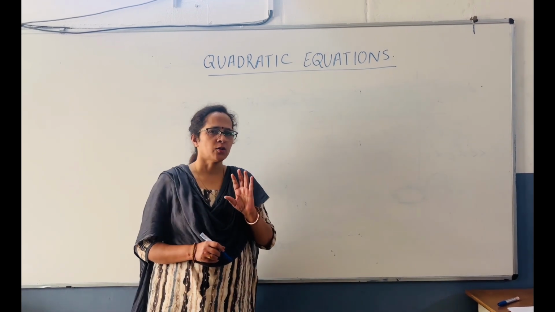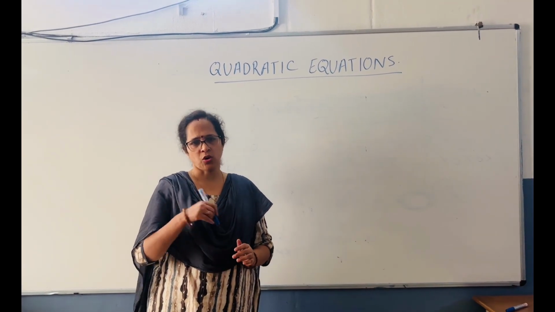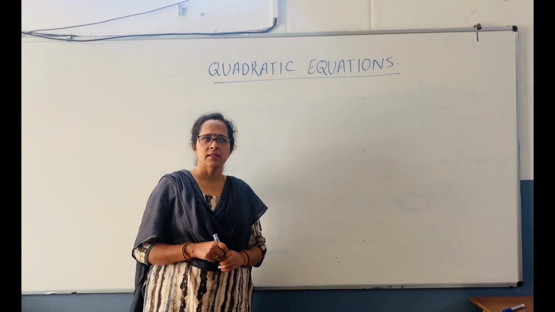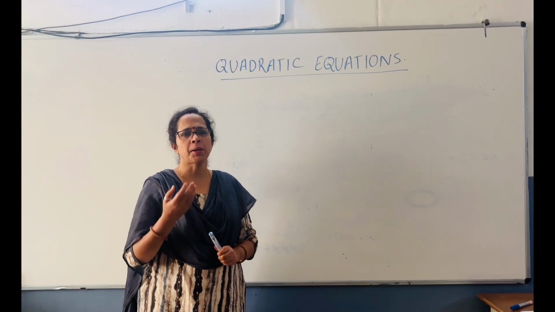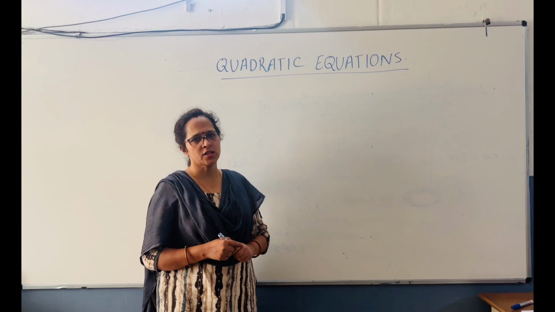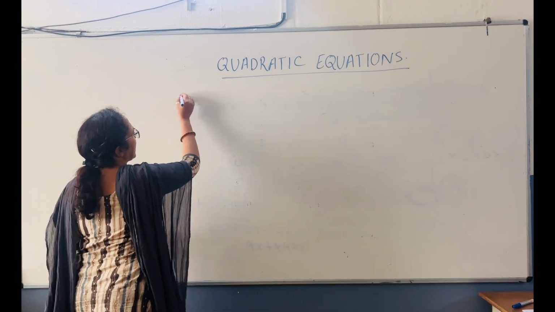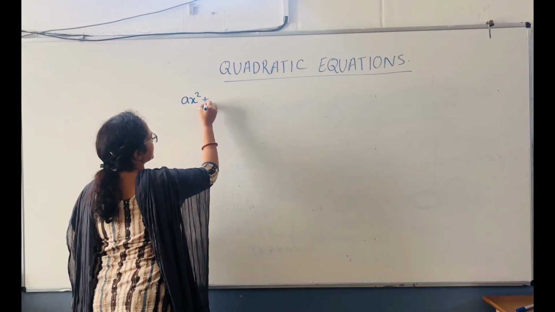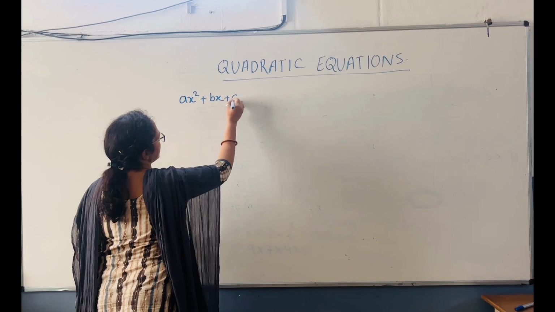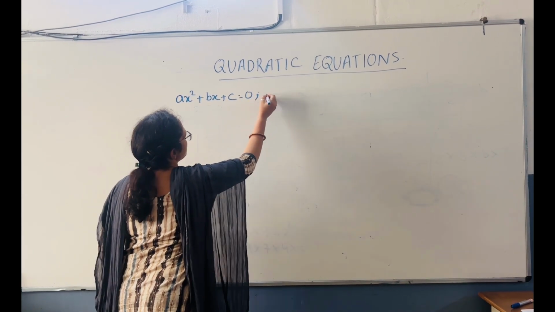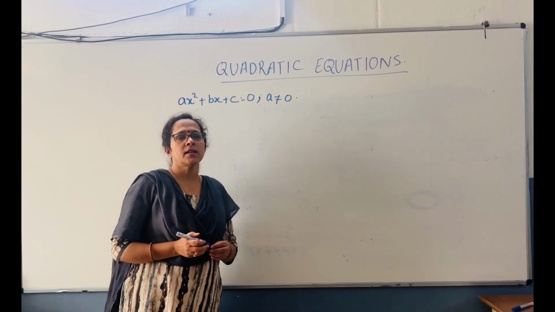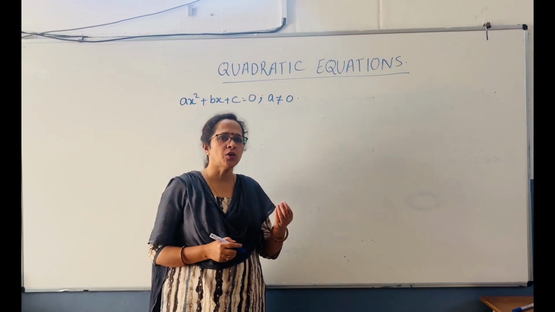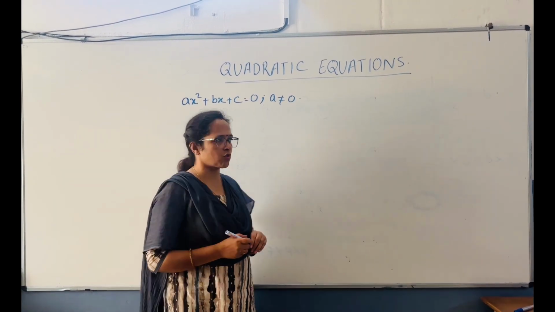So first of all, what is a quadratic equation? You have all done that. The equation where the exponent of the variable is 2 is known as a quadratic equation. We have studied it: ax square plus bx plus c is equal to 0, where a should not be equal to 0. There are 3 different methods, but you have to study only 2 methods for solving it.